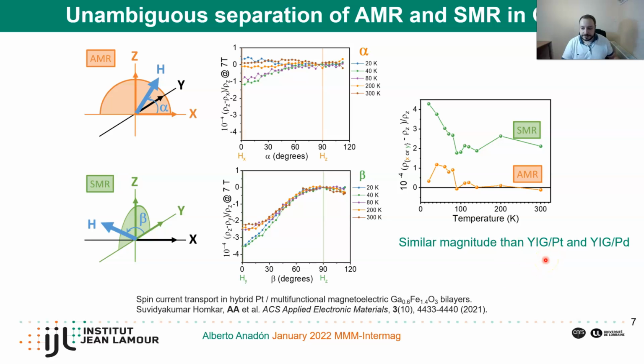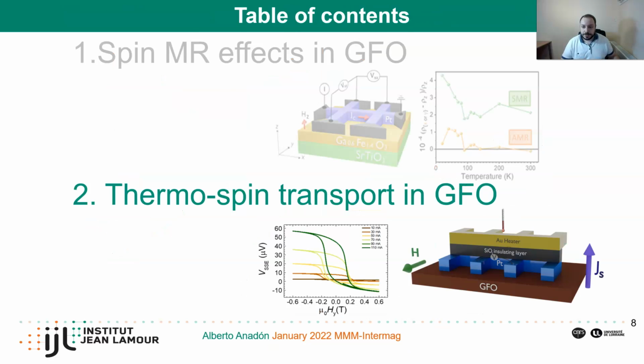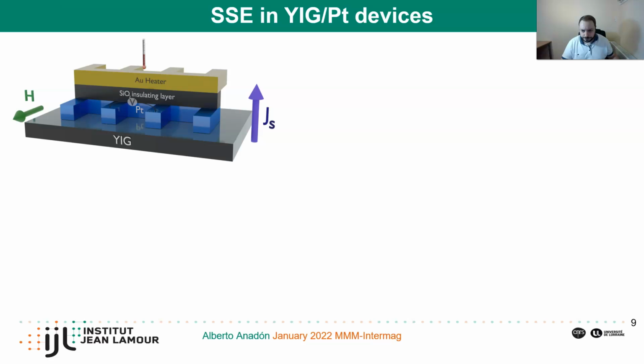So we have a very nice system with which we can play, and in addition to having this ferromagnetic insulator material, we also have something to play with: its multifunctional properties. Okay, so let me now discuss a bit about the thermospin transport in GFO.